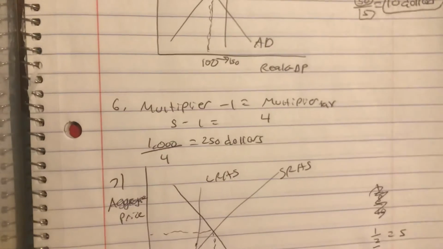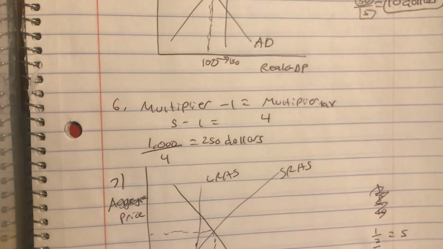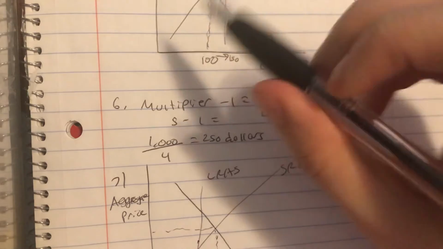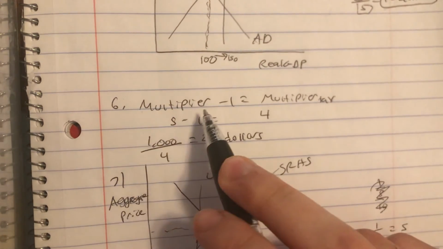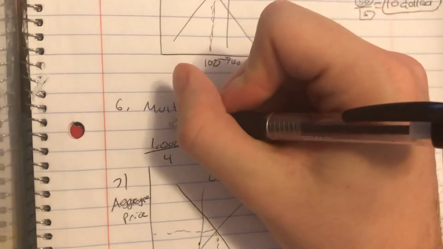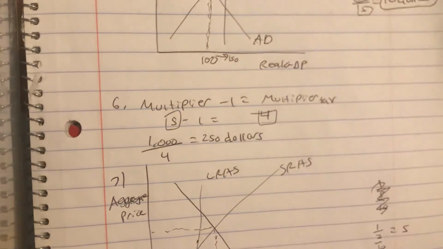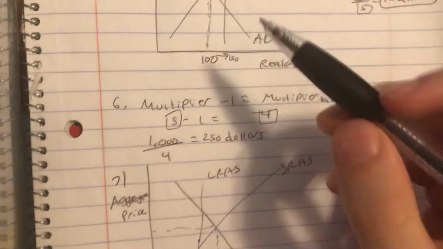So the next question: if the multiplier was 5, how much does the government cut taxes if they need to close a recessionary gap of $1,000? So we know that the tax multiplier is going to be the multiplier of government spending minus 1. So if we know the multiplier is 5, we can subtract 1. Our tax multiplier will be 4.